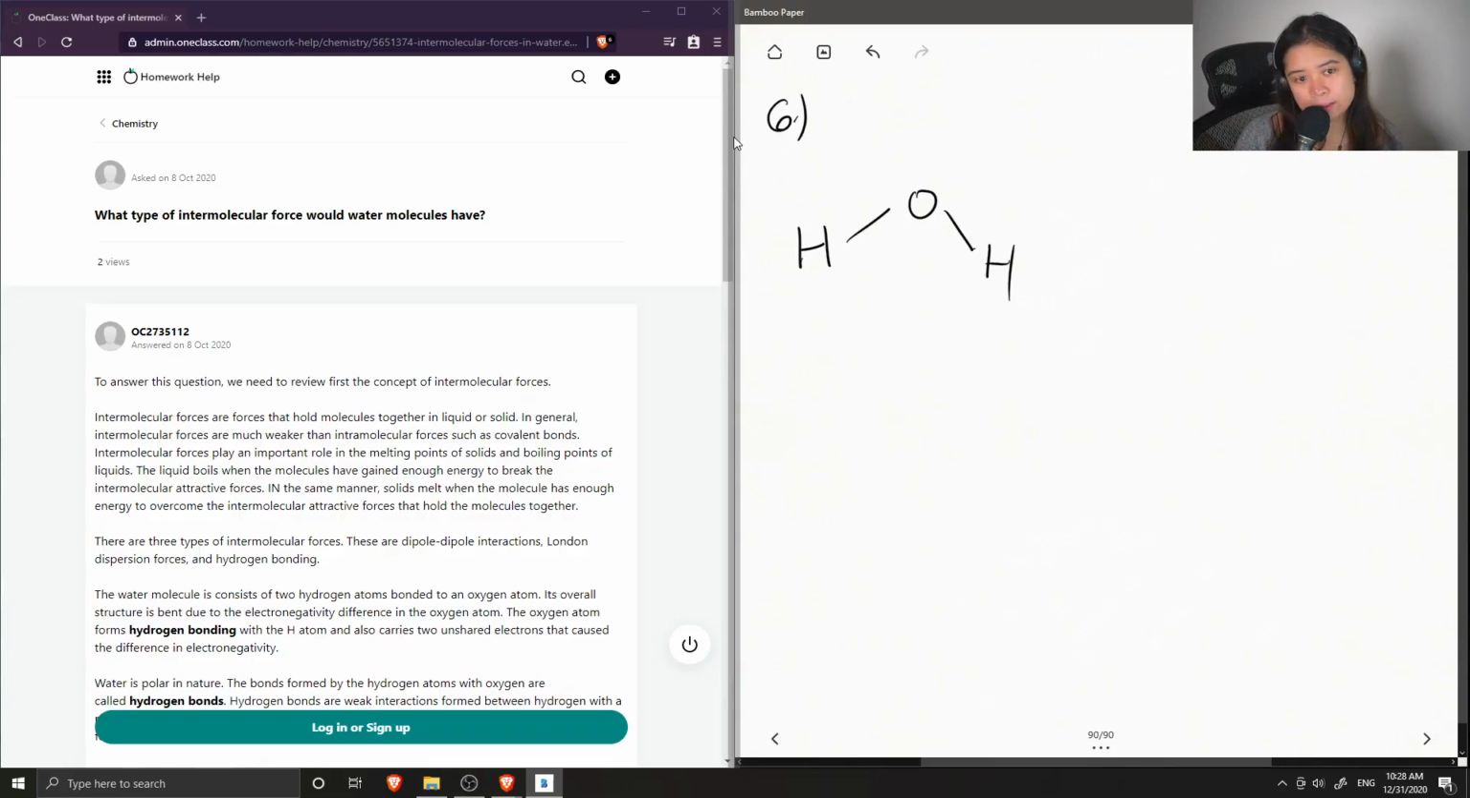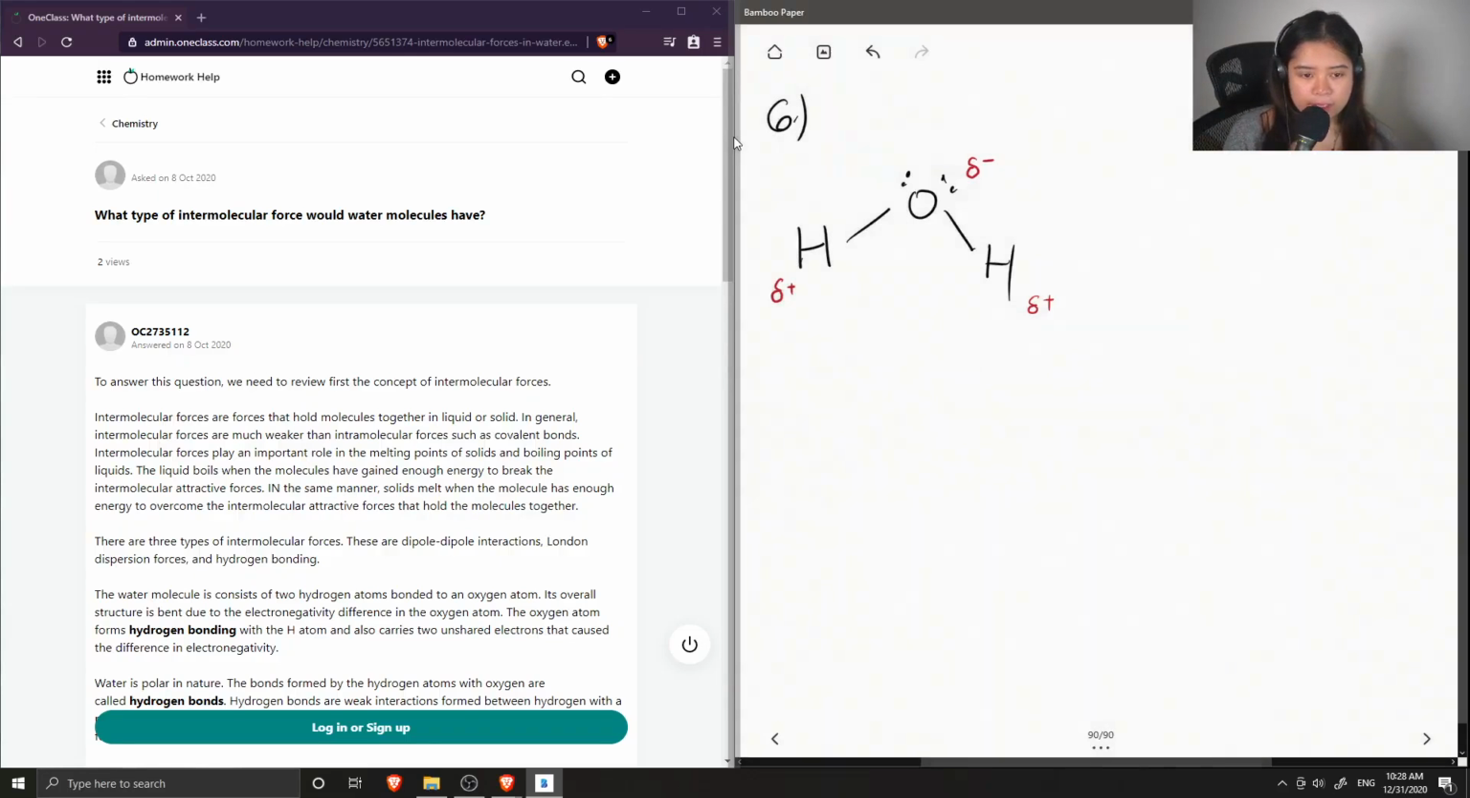But oxygen is more electronegative than the two hydrogens. So therefore there's an uneven sharing of electrons in the covalent bonds. So because of this uneven sharing of electrons, a water molecule has a partially negative side where the oxygen is, and it has a partially positive side where our hydrogen atoms are.